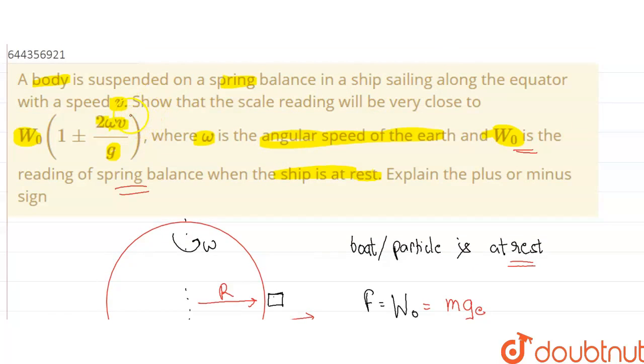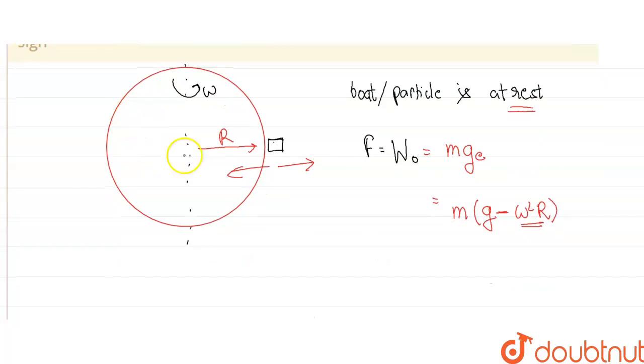Now see, the question is saying that the ship is moving with velocity or speed v, moving in such a way. If you can visualize it, I'm taking the top view now. Let's make another circle. Now the ship is sailing with velocity v.